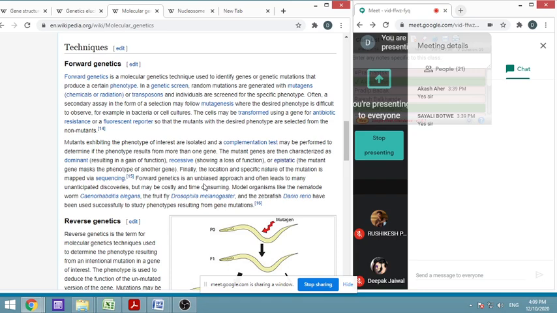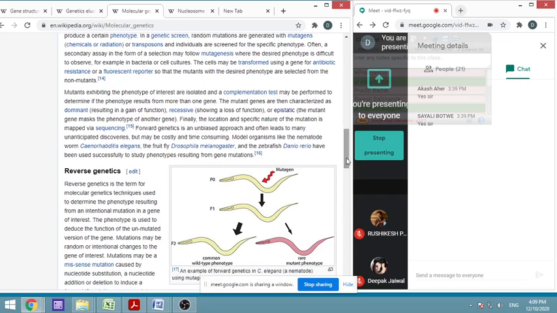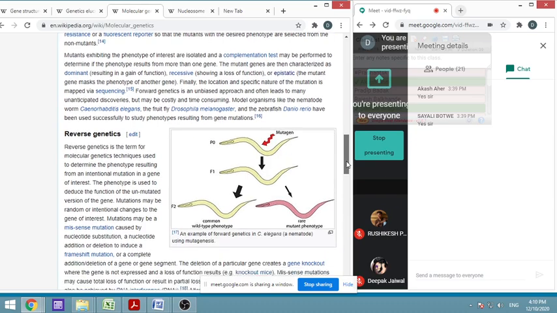So it is seen what happens if there is a mutation, what will happen if there is a transformation, whether there can be formation of resistance or not, if there is a receptor, and because of the mutation, what will happen to the receptor, like that. So all these kinds of studies are performed. This is done in the way of forward genetics, and the other one is reverse genetics, used to determine the phenotype resulting from the intentional mutation in the gene of interest.